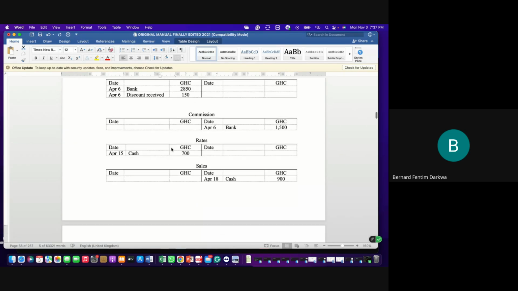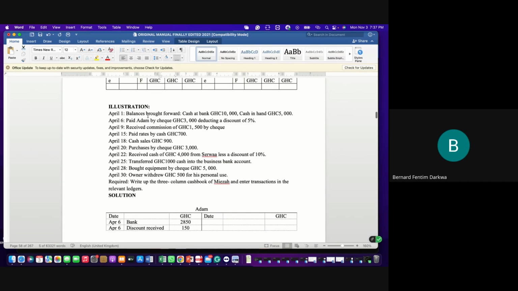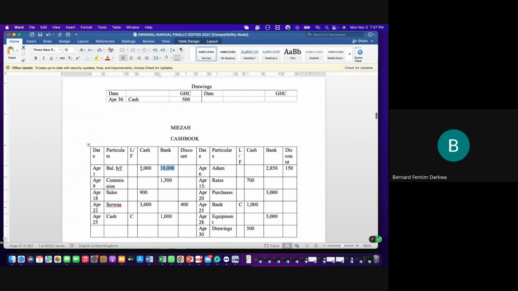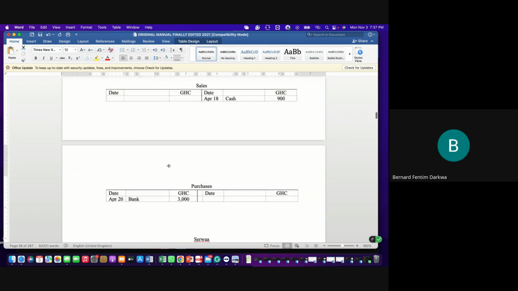They say the balances brought forward, balance b/f. That means last year's 31st closing balance. So when you are starting, this is the first. Now you copy and paste them there before you start the transactions. That's the first one. Now let's go to the second transaction.